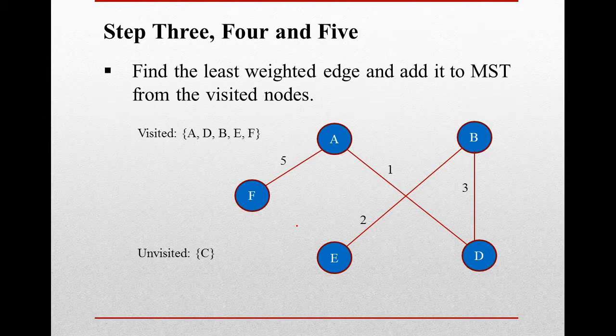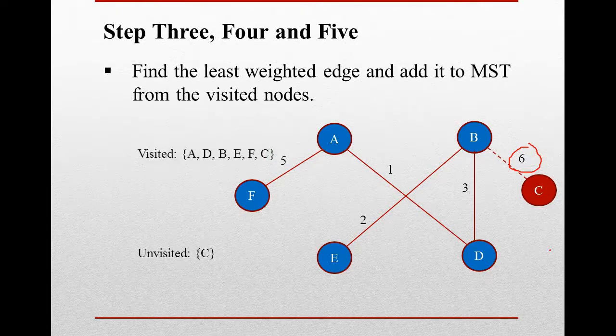So we need to figure out what the edges are that connect A, D, B, E and F to C. There are only 2 edges, BC and DC, because all the other vertices are not directly connected to C. We need to choose the lesser value out of these 2, and 6 is the lesser one. So we consider BC and discard DC, and we update the visited set. Now that C is also visited, we add it to the visited set, and the unvisited set is empty.